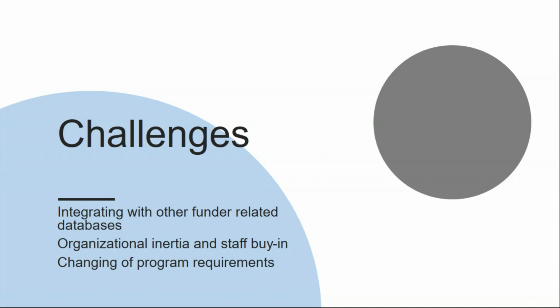There's also the constant changing of program requirements. Programs have different needs. They need to track different fields and have different reports. So when we are developing our system, we try to make it as flexible as we can so we can accommodate some of these needs in the future.